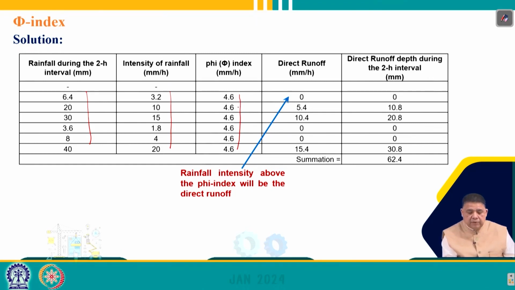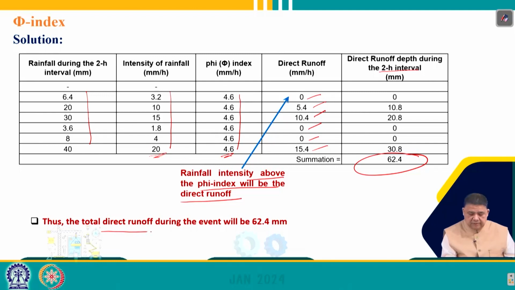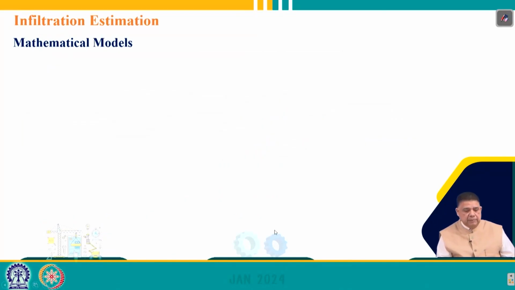Same principle: when the intensity of rainfall is lower than the phi index, no runoff is produced, and the rainfall intensity above the phi index will be direct runoff. So, direct runoff is 0, 0, 0, 0 here, and 5.4, 10.4 and 15.4. That means this value minus this value will be the direct runoff in millimeter per hour, and because we are talking about a 2-hour interval, it will be double of that as the direct runoff depth. So total direct runoff depth comes out to be 62.4. So total direct runoff during the event will be 62.4 millimeters.